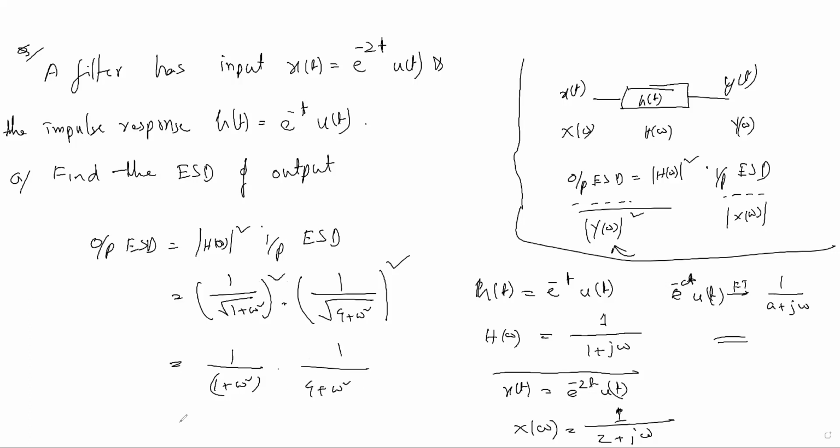So this is the output ESD. You can stop the problem here itself, or you can do more. So you can keep the problem here itself. Okay. So this is the output ESD of the problem. You can keep the answer up to this, but let me give the second part of this question on the next page.